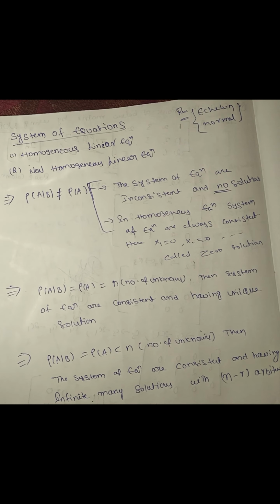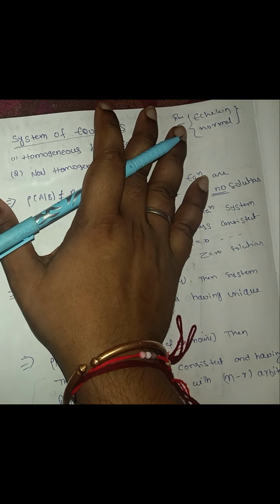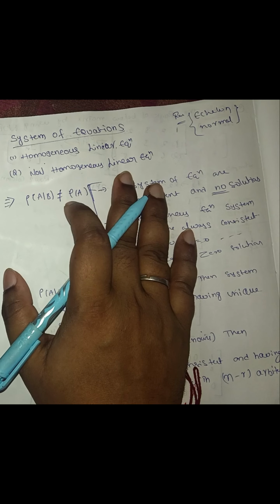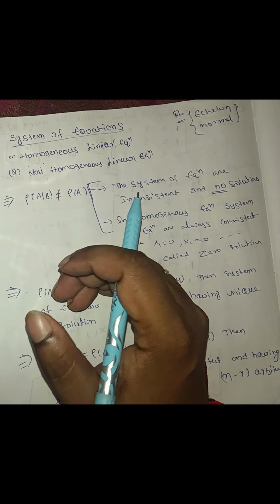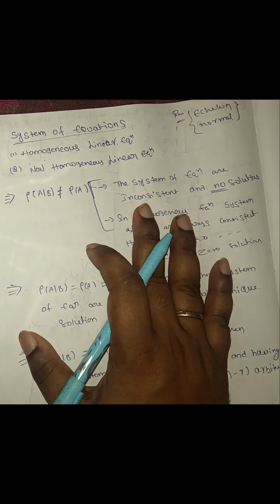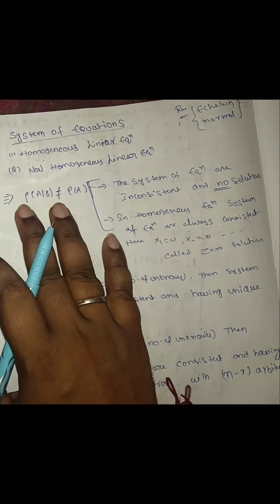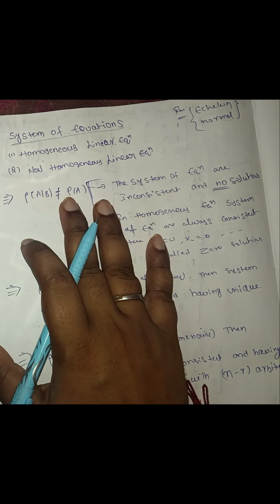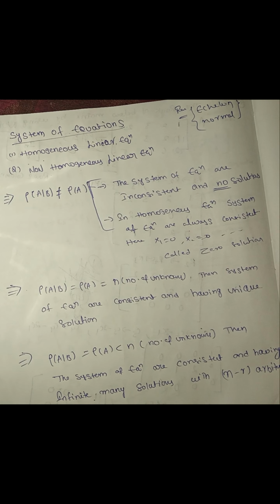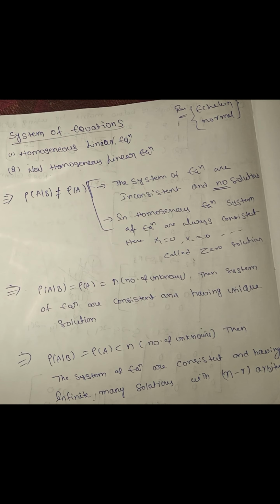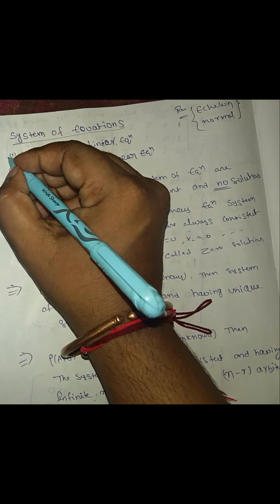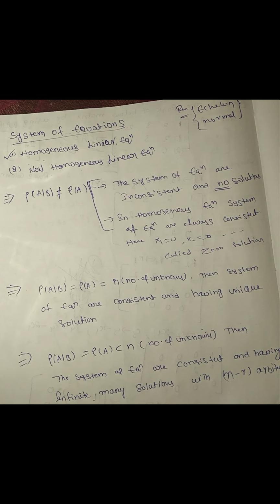Okay, system of equations. Basically, equations are of two types: homogeneous linear equations and non-homogeneous linear equations. What is a homogeneous equation? What is a non-homogeneous equation? I'll explain now. Later, I'll explain what is an augmented matrix, what is the rank of the augmented matrix, what is the rank of the given matrix, and what is the meaning of consistent and inconsistent system of equations. First, I'll explain what are homogeneous linear equations. In this video, we only discuss homogeneous linear equations.